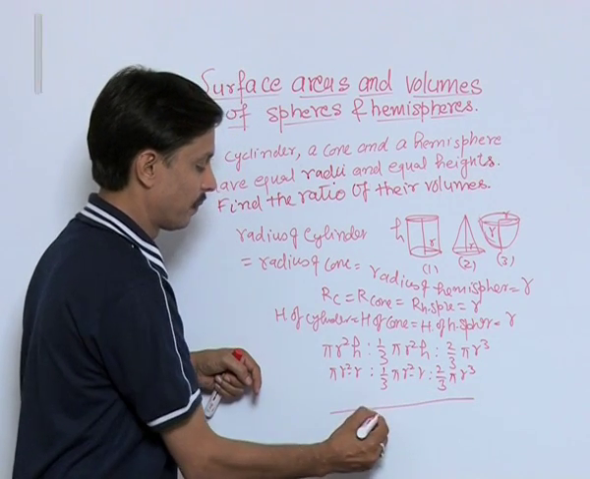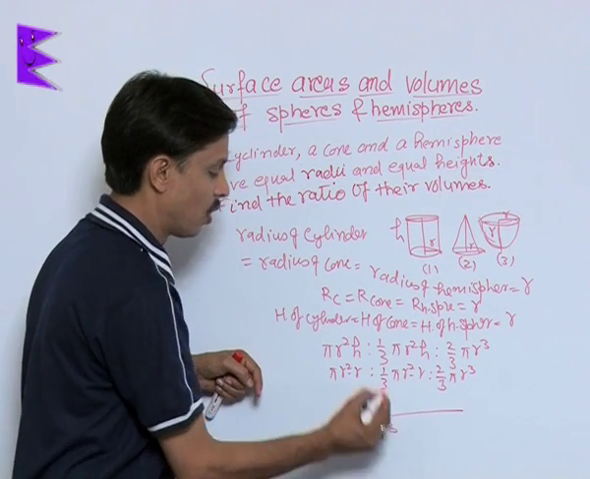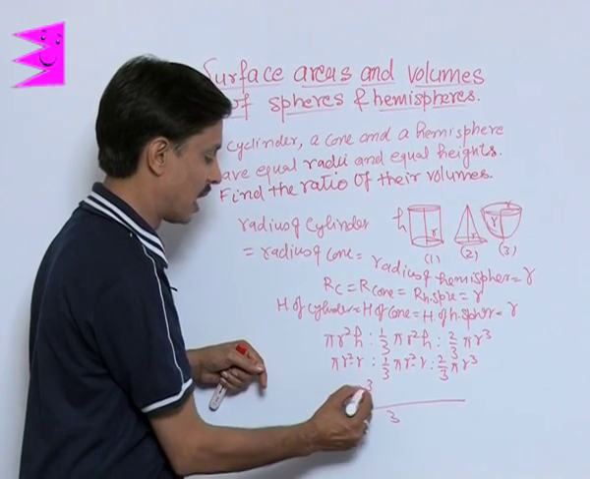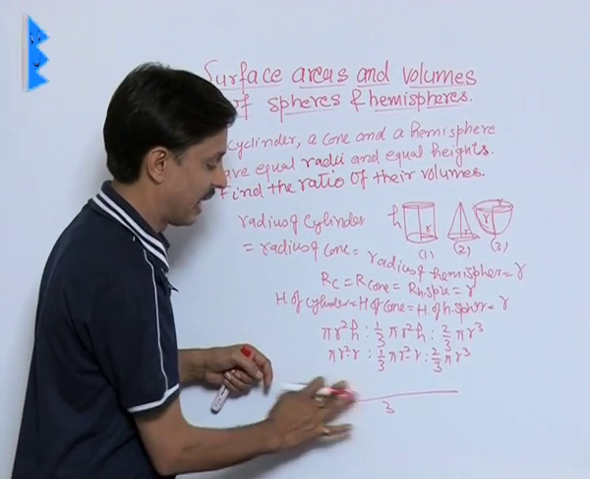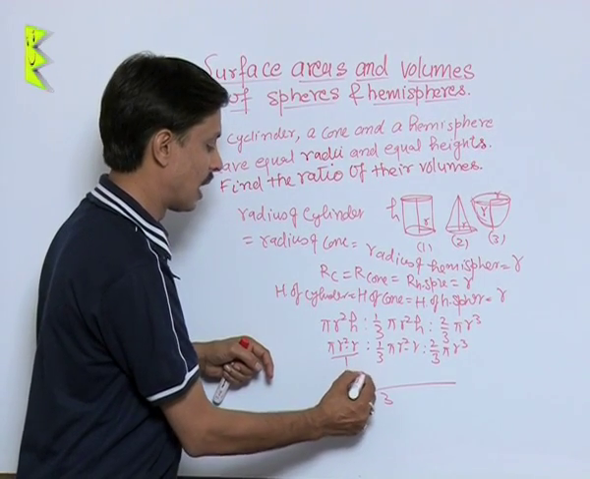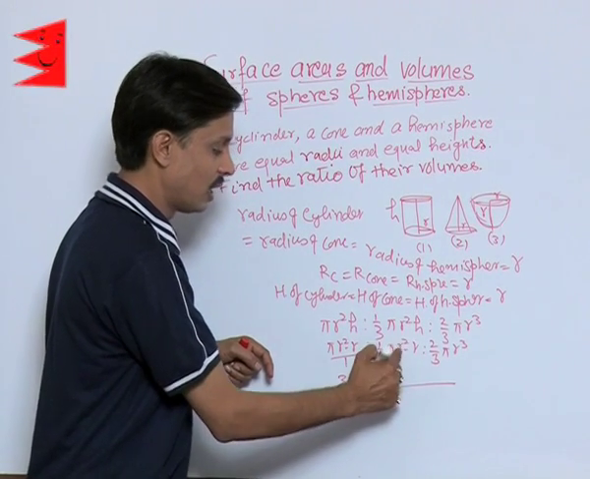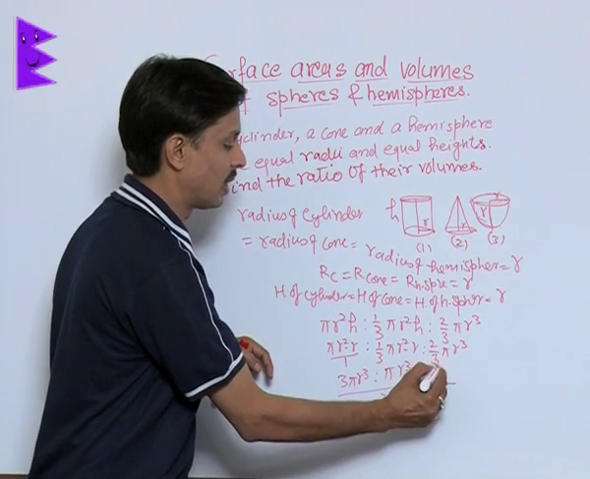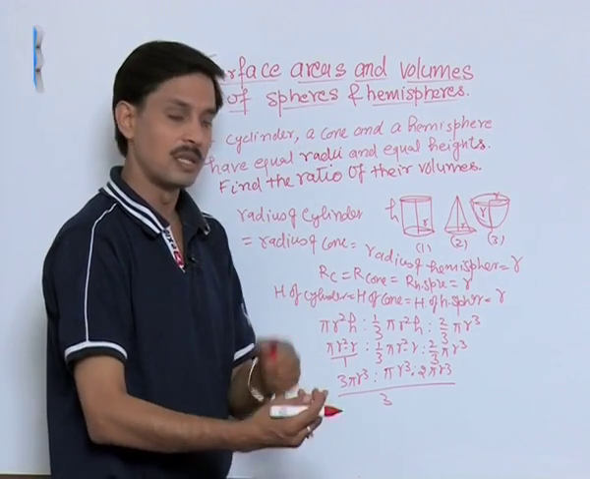We can take LCM 3. So after taking 3 as LCM, what is going to happen? This becomes pi r square into r, which is r cube, that is 3 pi r cube. If I have taken the LCM as 3, here it is 1, so it will be 3 pi r cube is to pi r cube, and 3 and 3 get cancelled. This is left with pi r square into r, which is r cube. Then 3 and 3 cancelled. This is 2 pi r cube. You can see this is the simplest form for the ratio.